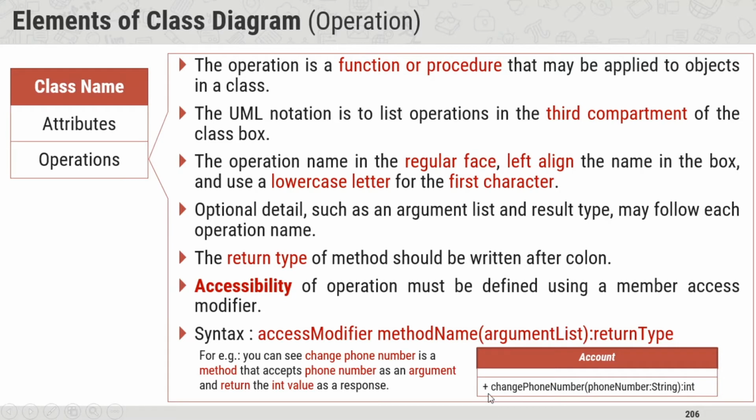So for example, the same access modifiers will be used for our operations. Now this is a public kind of operation, so here we will use plus. The name of the operation is changePhoneNumber. For changing a phone number, what arguments will you need? That is a phone number, which is of type string, and now this operation will return an integer value, so that's why we write colon int after it.